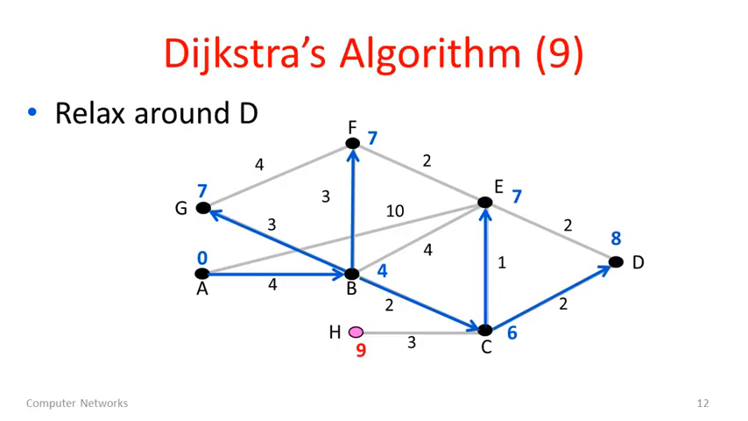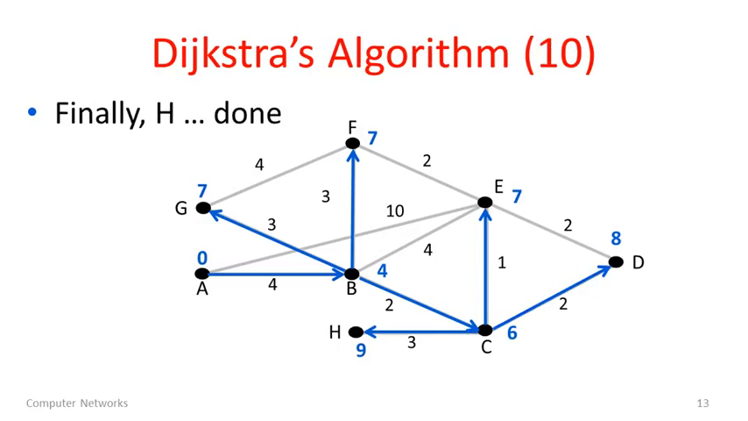Okay, going on, what's left? D. Now we'll take that as the next lowest, and we will take this link to D. We added that, and the relaxation doesn't change anything. And finally, there's one node left, that's H, it costs 9, so we add this one, and we're done. We've now found the source tree from A to all nodes.